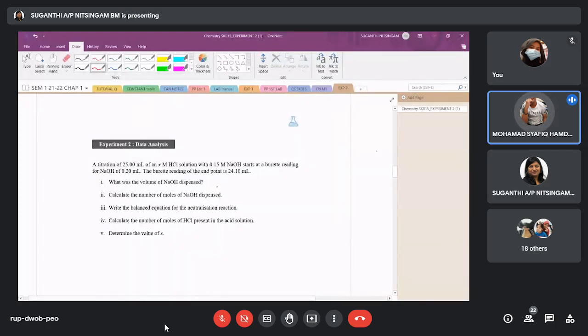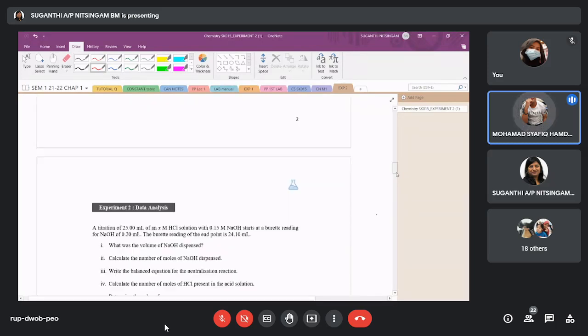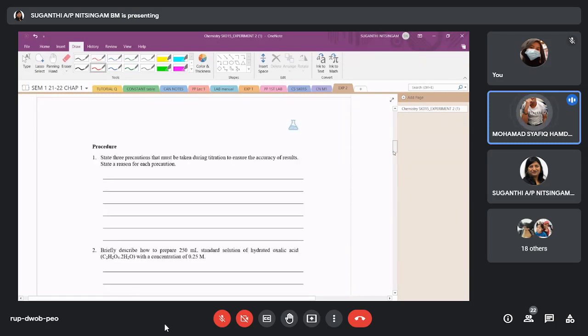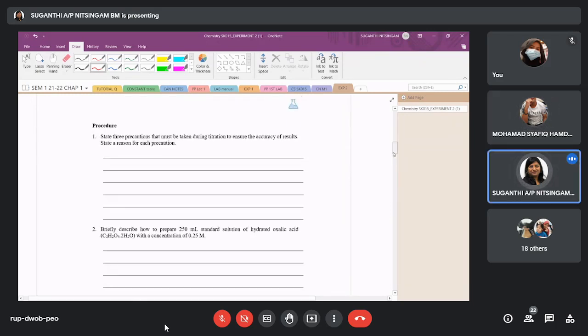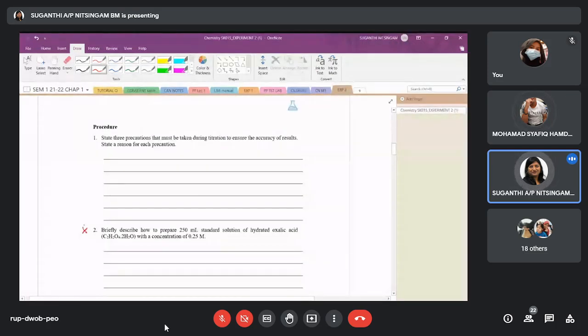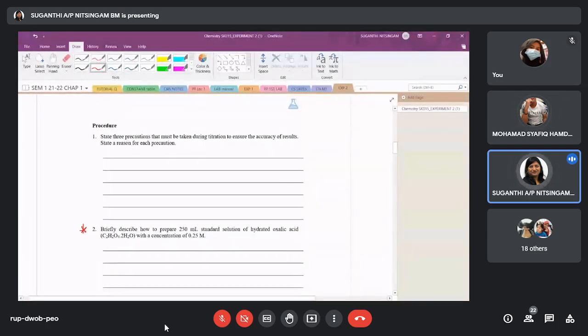Because this thing, I think roughly, there is no specific. Just put like that. Look at the question: briefly describe how you would want to prepare a 0.25 molar, 250 ml oxalic acid. This one is the same as before.